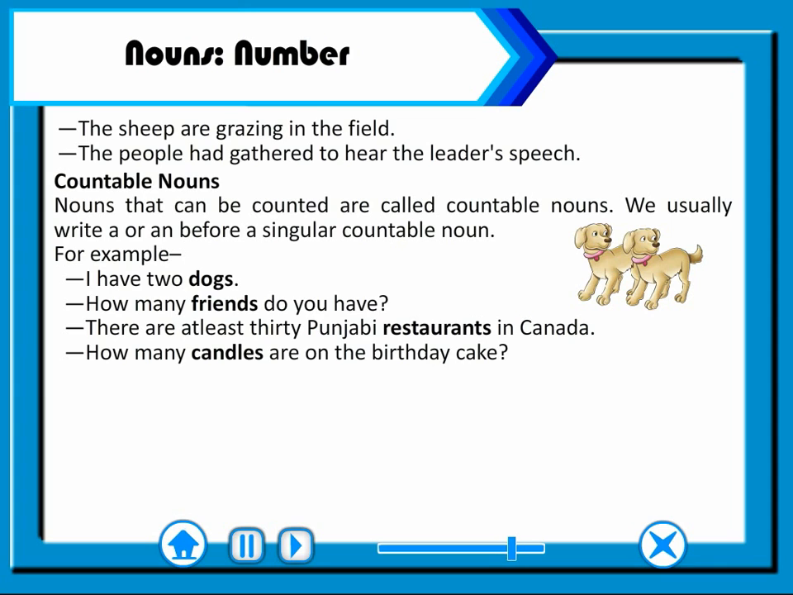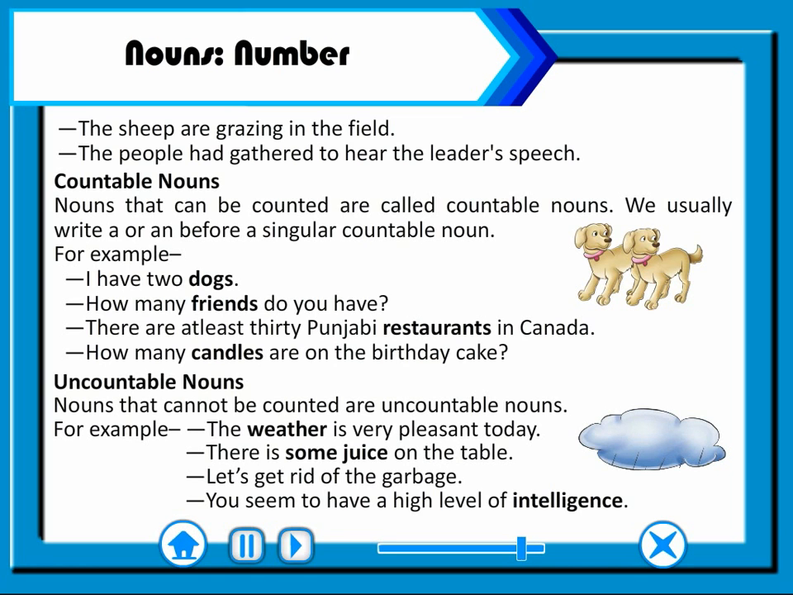Countable nouns. Nouns that can be counted are called countable nouns. We usually write a or an before a singular countable noun. For example, I have two dogs. How many friends do you have? There are at least 30 Punjabi restaurants in Canada. How many candles are on the birthday cake?